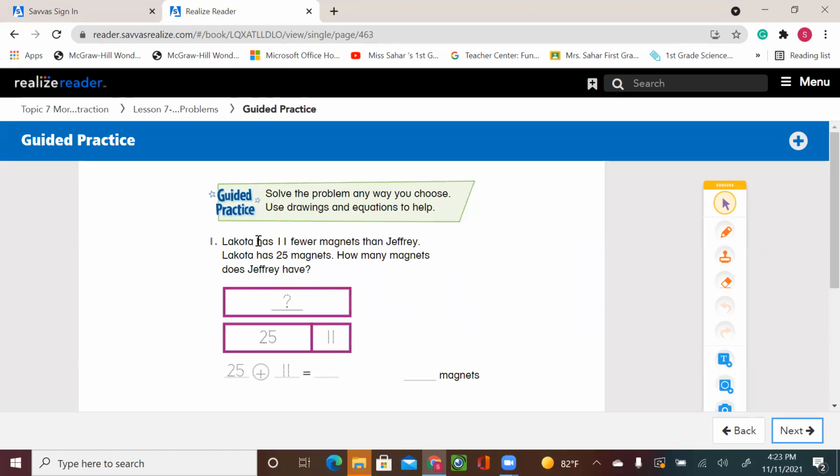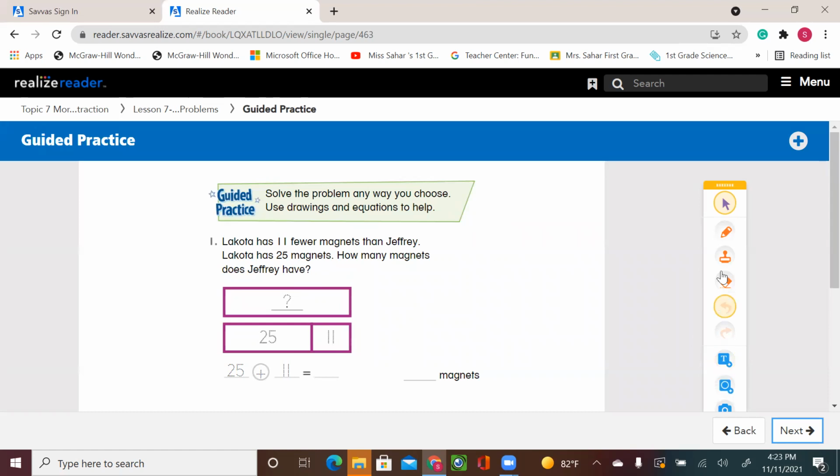So I know that Lakota has 11 fewer. I know that now she has 25, but she has 11 fewer than Jeffrey. That means I'm looking for how many magnets Jeffrey has. So I know that this is an addition. So 25 plus 11, I can use any strategy. So I might use the partial adding.